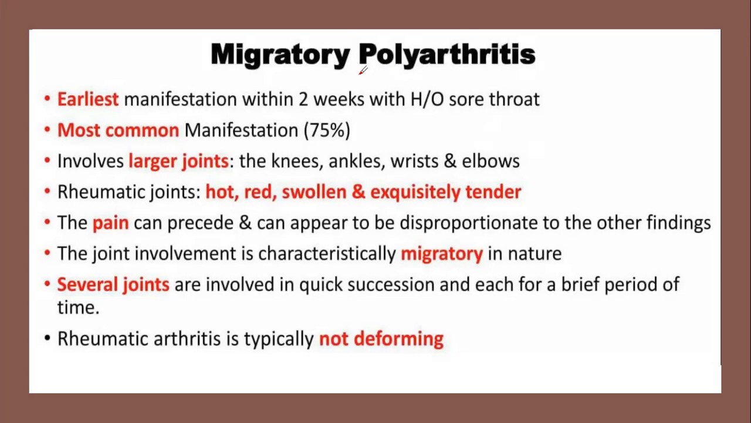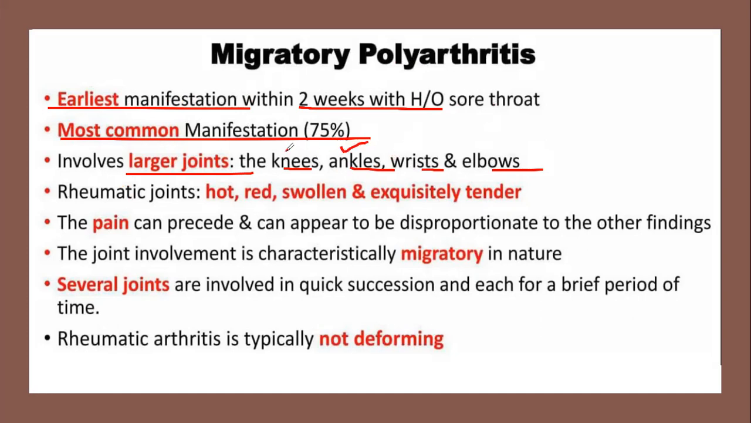Now, for the migratory polyarthritis, it is the earliest manifestation, within 2 weeks after a history of sore throat, and it is the most common manifestation. It involves the large joints, the knees, the ankles, the wrists, and the elbows. It is migratory in that it will start at the ankles, then move to the knees, then the elbows and the wrists, okay? And those joints are usually red, hot, swollen, and tender, okay?